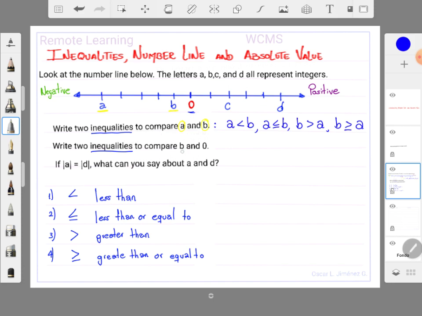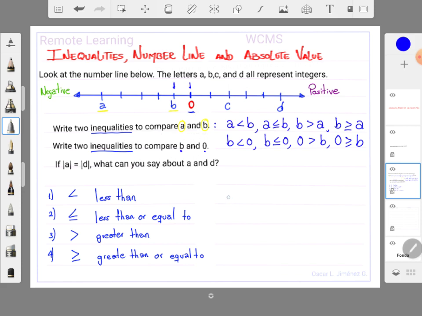Now, if you have the numbers B and 0, it's the same. B is on the left and 0 is on the right. So you will have B is less than 0, and B is less than or equal to 0. And also you can write 0 is greater than B and 0 is greater than or equal to B. So it's easy. You must remember what kind of inequalities there are and what each inequality means.